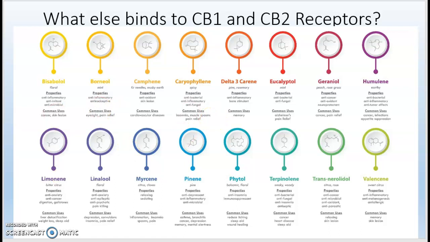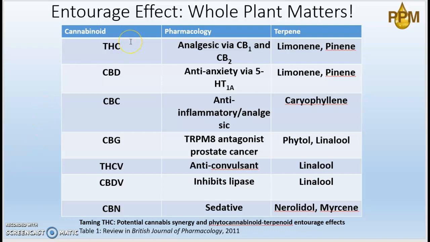We have learned a lot about cannabinoids, and in the following lectures you're going to learn about terpenes. But what matters is that terpenes and cannabinoids work together in what's called the entourage effect. Here you can see, for example, that THC and CBD work hand in hand with limonene and pinene, and this is the pharmacology results.